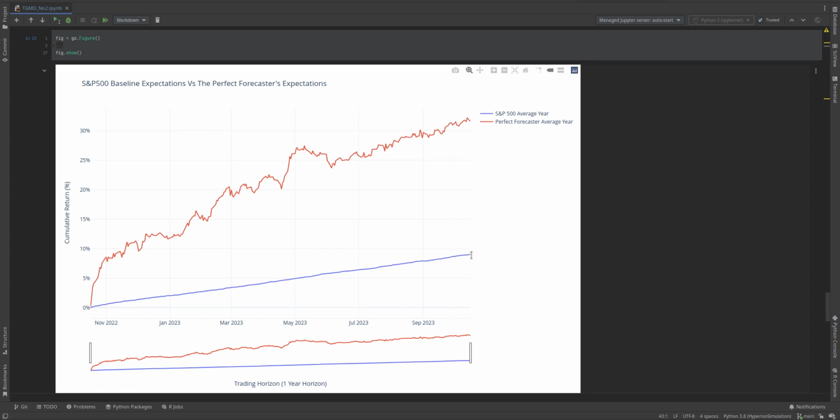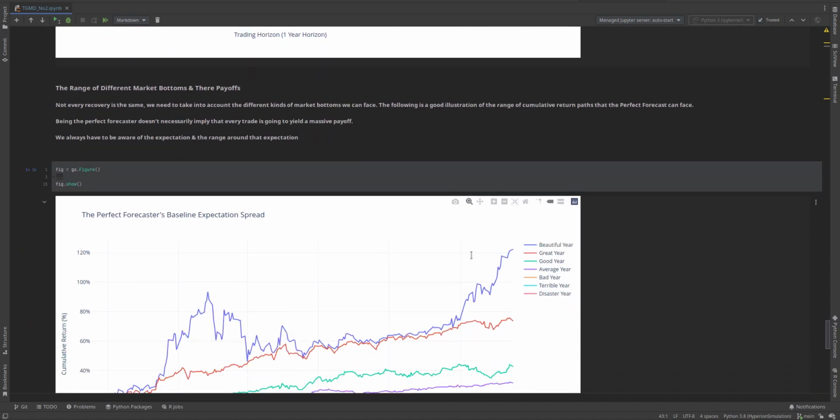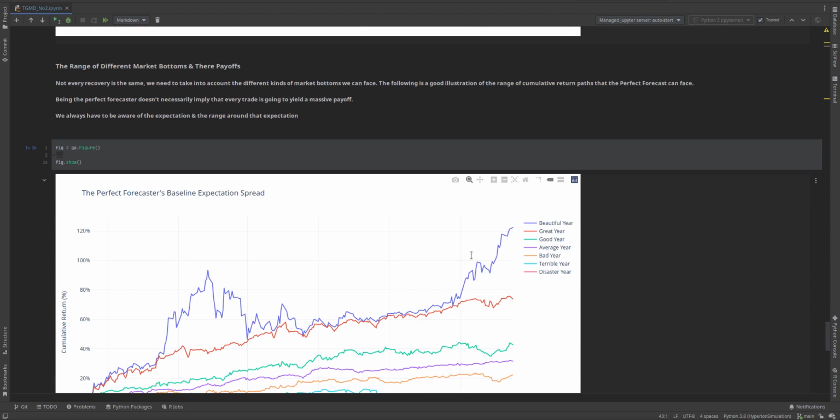But since the chart in the slides was showing a range of returns, this is the average of that range of returns. So can we define something that looks like a good year, a disaster year, or a beautiful year for the perfect forecaster? Yes, we can. We have to take into account that not every recovery is the same. We have to take into account the different kinds of market bottoms we can face.